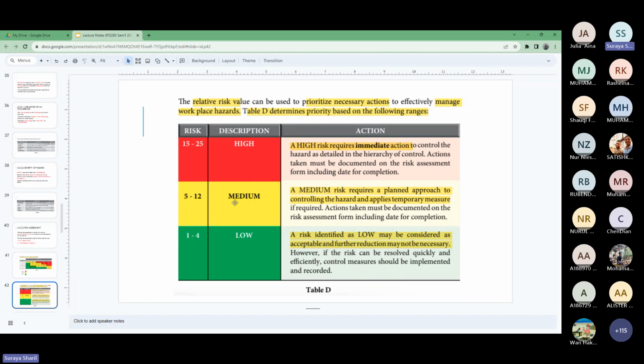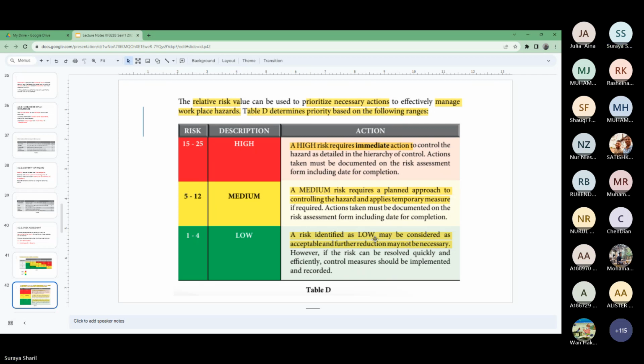And if your risk is categorized as medium, medium risk requires a planned approach to control the hazard and applies temporary measures if required. And if the relative risk is at the low level, risk identified as low may be considered acceptable and further reduction may not be necessary.